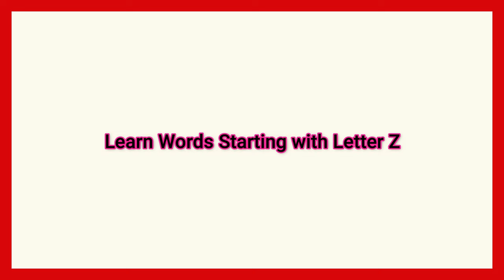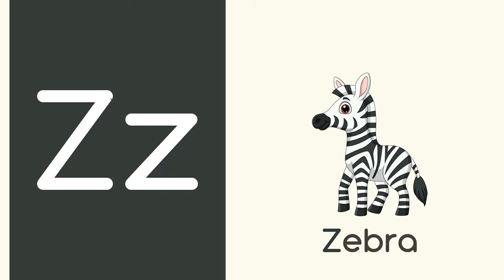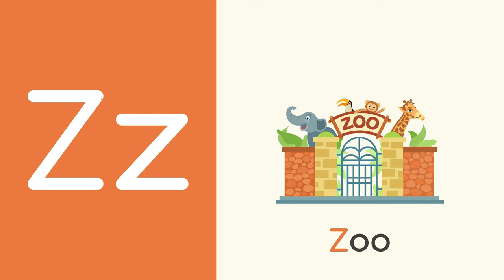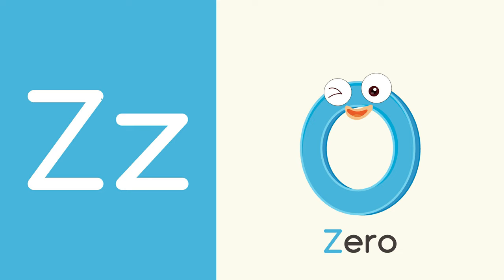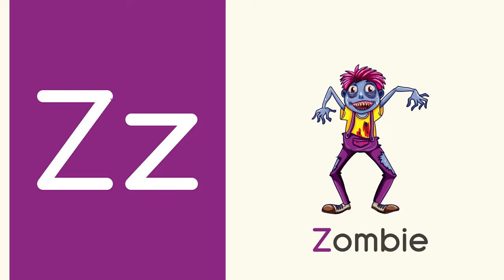Z is for zebra. Z is for zeppelin. Z is for zoo. Z is for zoom. Z is for zucchini. Z is for zero. Z is for zombie. Z is for zipper.